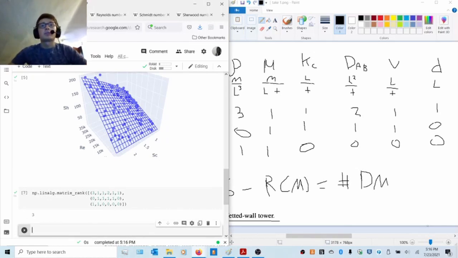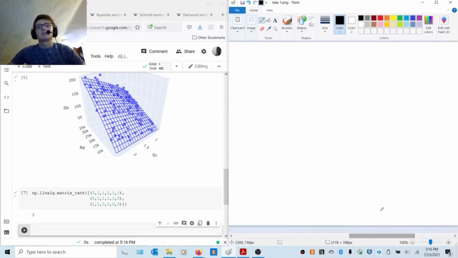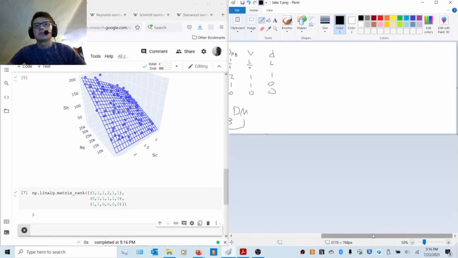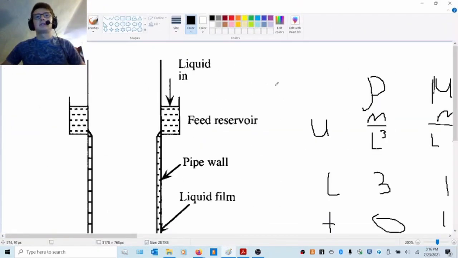The rank is going to equal 3. So the number of dimensionless groups we're looking for here is 3, because 6 minus 3 is 3. So we need to define 3 dimensionless groups, and we'll go ahead and do that, right? So the first dimensionless group, let me pull Paint all the way out. I think that would be helpful.